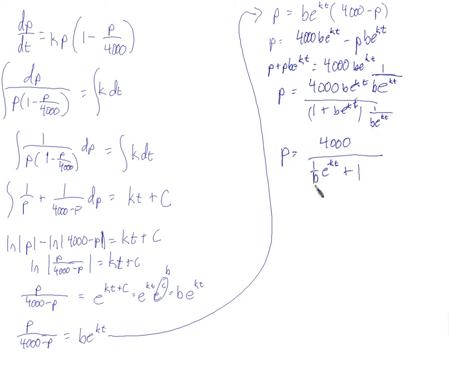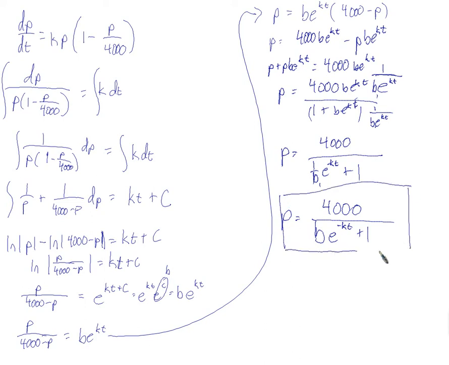And this 1 over b is just some constant, so let's call it b1. So then we have 4,000 over some constant times e to the negative kt plus 1. Okay, so there is our differential equation solved. And now we can go about trying to find the particular solution for the given populations that they told us about. That's it for this video. Thanks for watching.